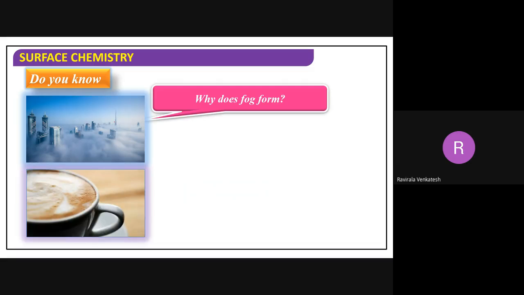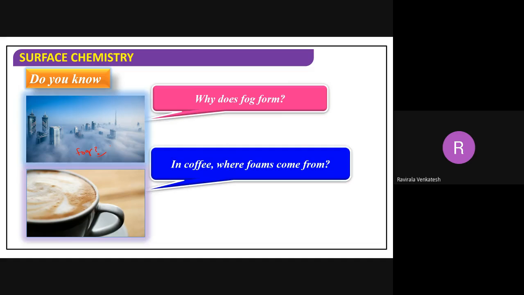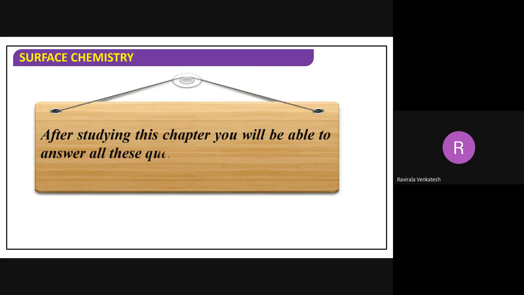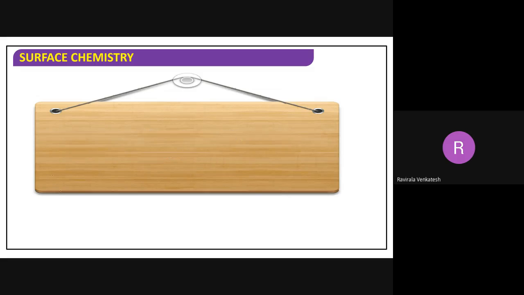Now, why does fog form? This is fog. We'll see that one. In coffee, where does the foam come from? This foam is coming from coffee. Where does it actually come from? Why is this foam coming? Let me see in surface chemistry. After studying this chapter, you will be able to answer all these questions. Let me see now this one.